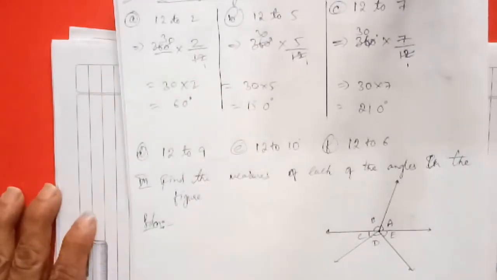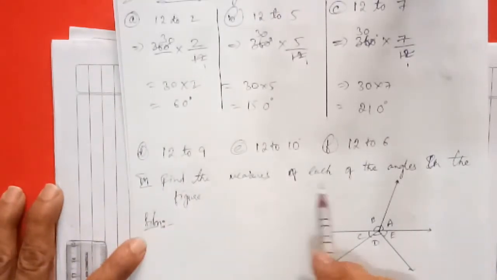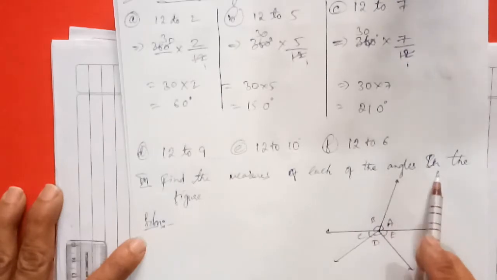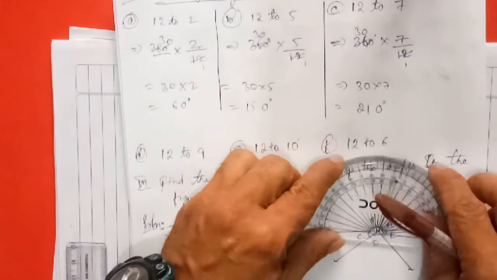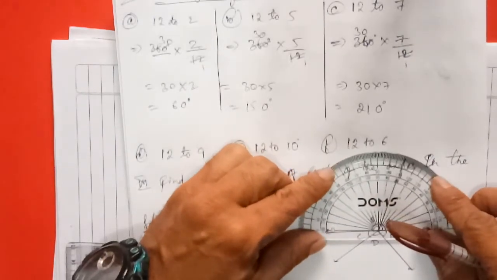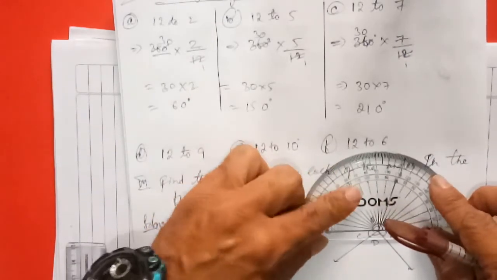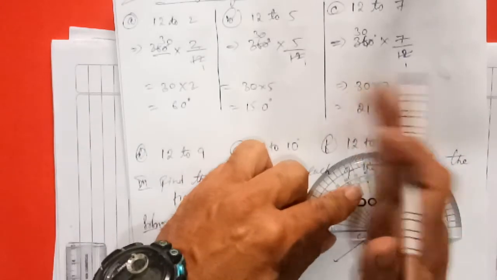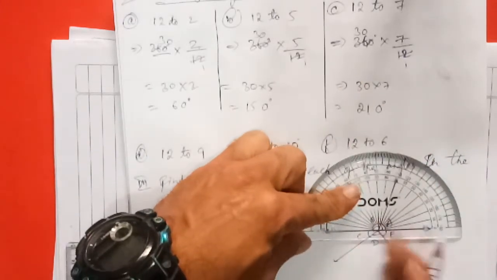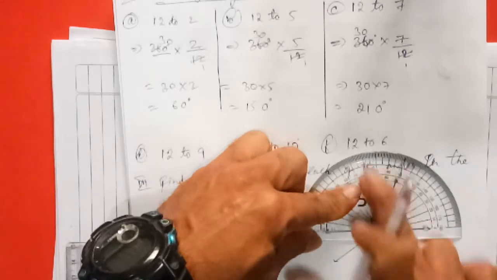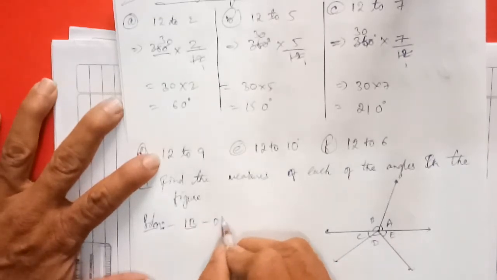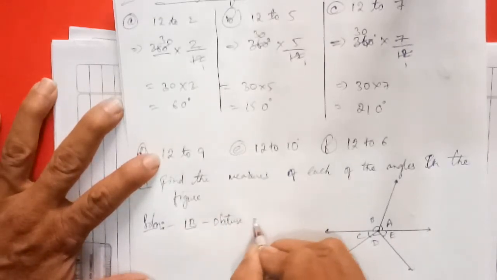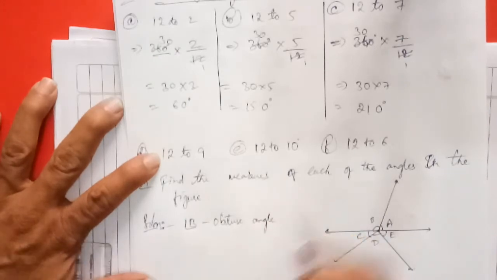Now you see here, third main question: find the measures of each of the following angles in the figure. We can measure also with the protractor. Keep your protractor on the center. See, here is 90 degrees and more than 90 degrees. The baseline is here. From here I am considering, not from there. Angle B is an obtuse angle, because an obtuse angle is more than 90 degrees, right?